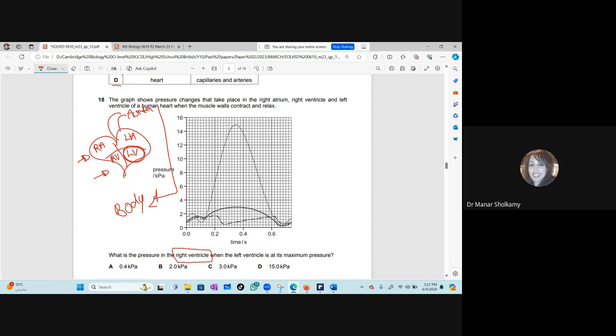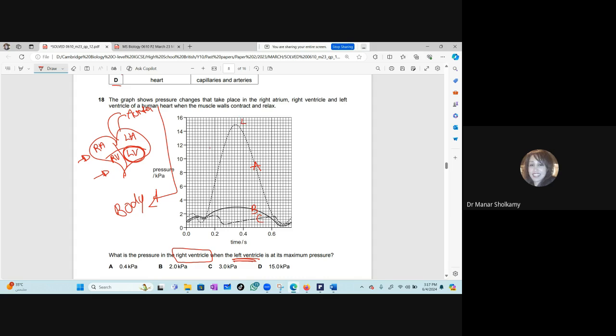Pay attention to the question, not the right atrium or the left ventricle, the right ventricle. When the left ventricle is at its maximum pressure. Now, I want you to tell me, what is the grid that represents the left ventricle? Let me give you letters, A or B or C. What's the grid that represents the left ventricle? A. Yes, you are correct.